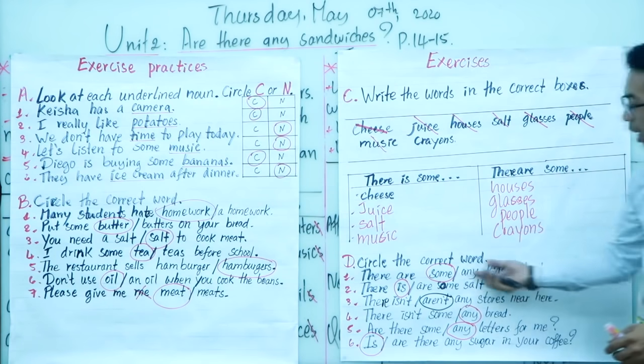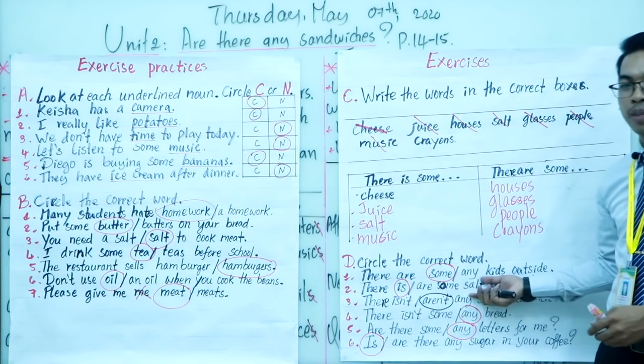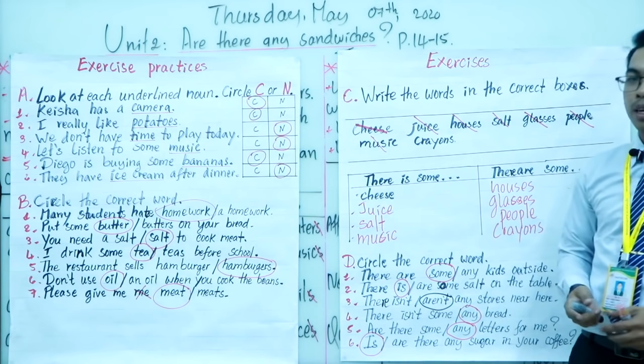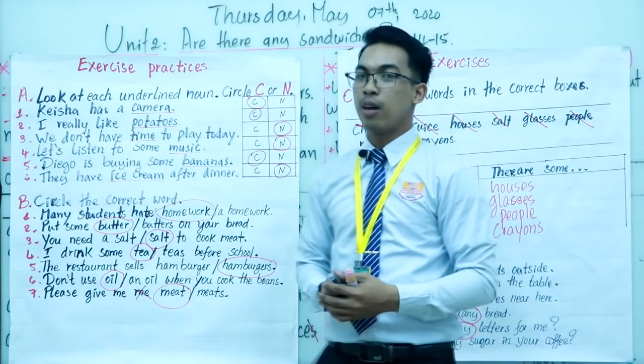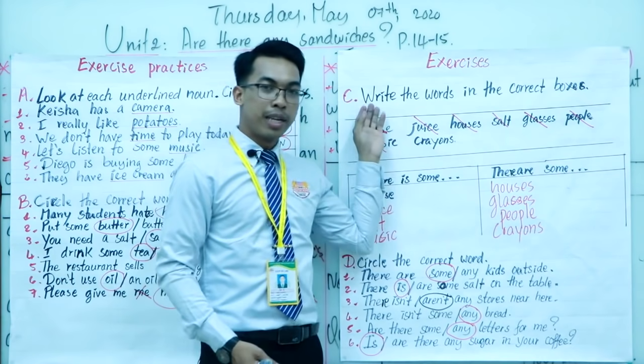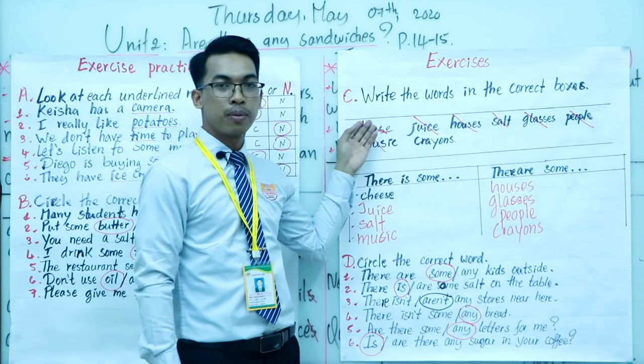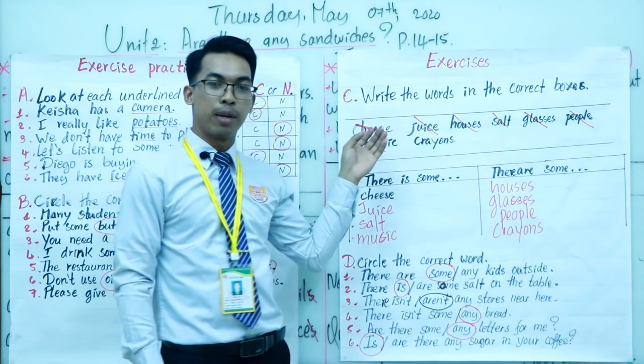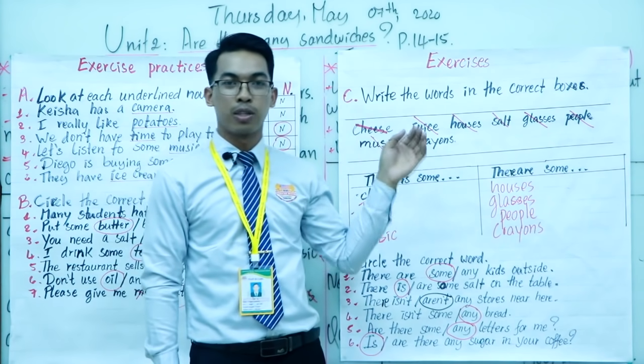Very good. So here are the correct answers. I hope you will become familiar with count nouns and non-count nouns, and also there is, there are, and some and any. If you have any questions, please kindly ask your home teachers.